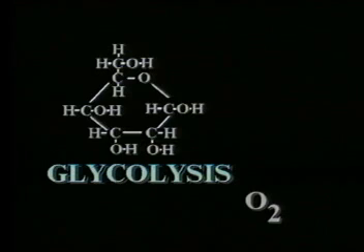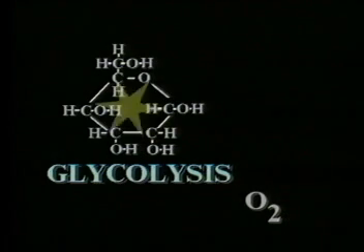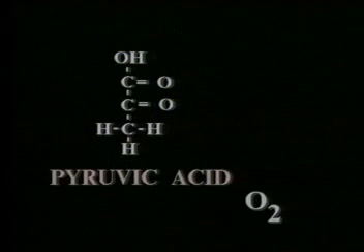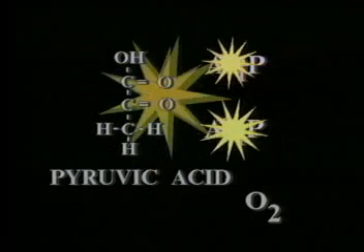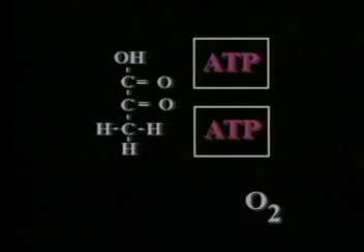Glycolysis begins as glucose is broken down into molecules of a simpler compound called pyruvic acid. This releases free energy. The free energy is used to bond two ADP molecules to two molecules of inorganic phosphate, yielding two molecules of ATP.